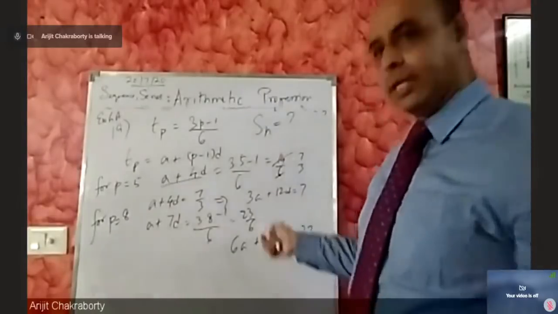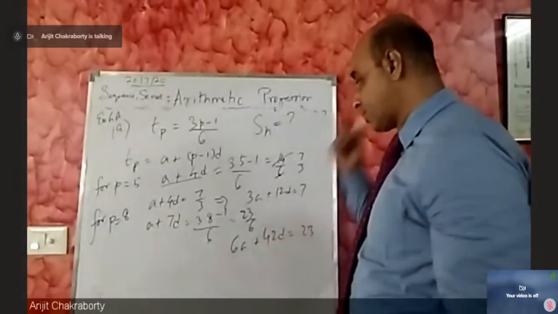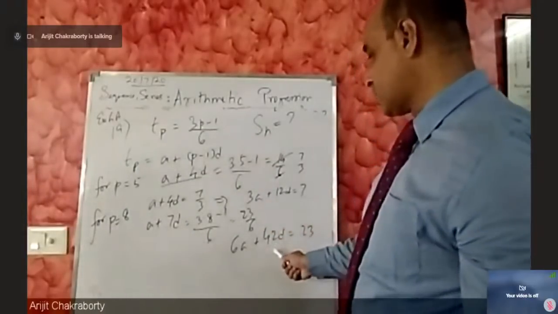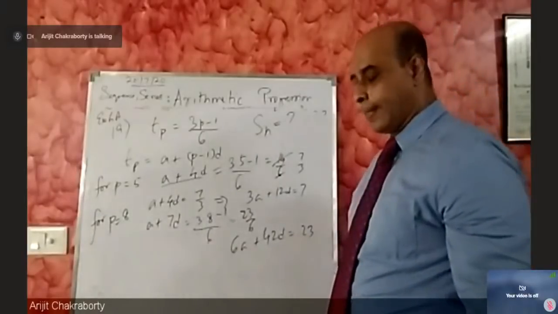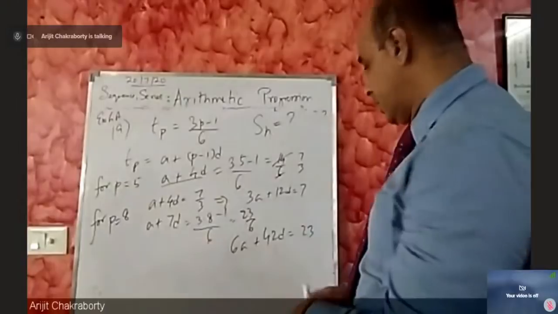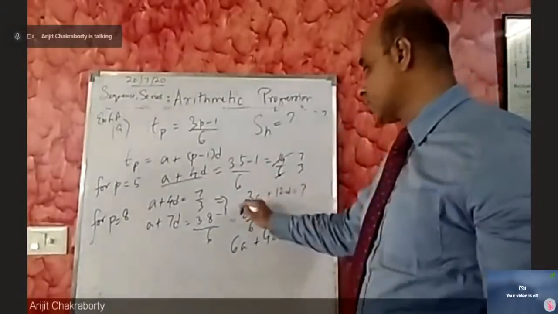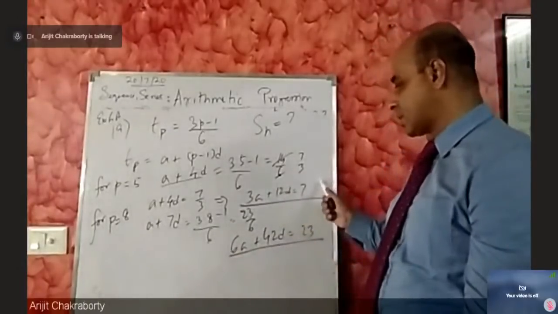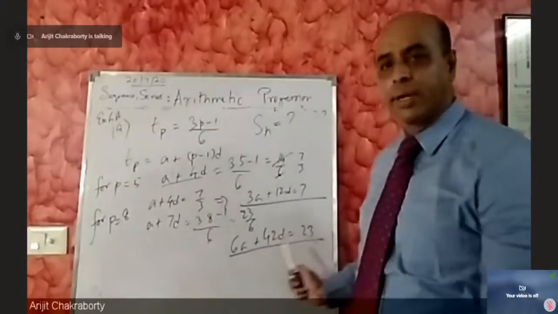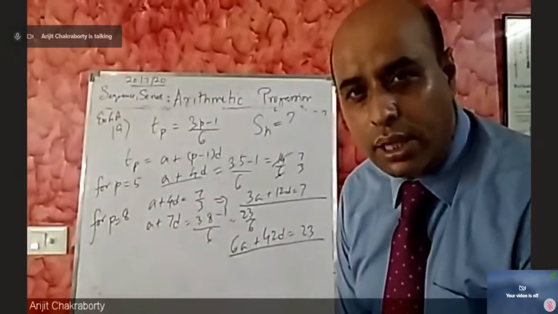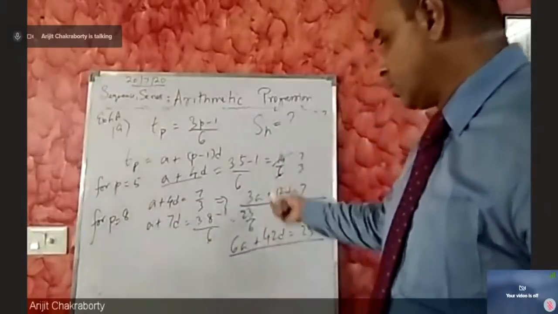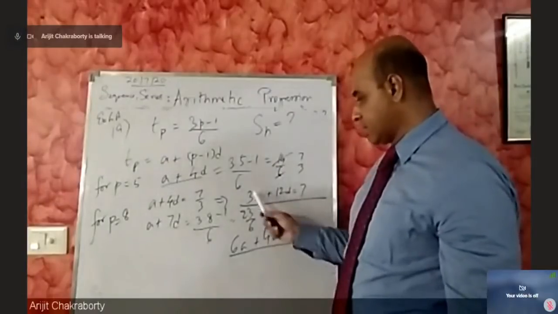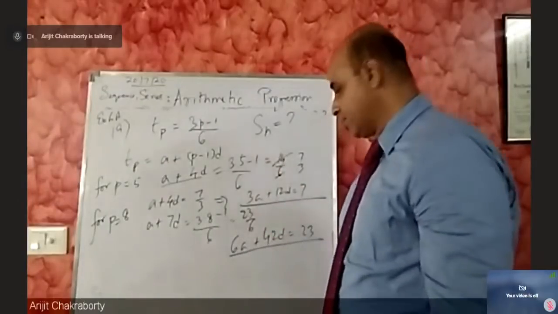So let us see whether we are going correct, and let's just multiply and see. So we have 3A plus 12D equal to 7 and 6A plus 42D equal to 23. So I need to eliminate these two. These are the two equations we have got: 3A plus 12D is 7, 6A plus 42D is 23. If you multiply equation 1 by 2, then you will get 6A, and 6A and 6A will get eliminated.